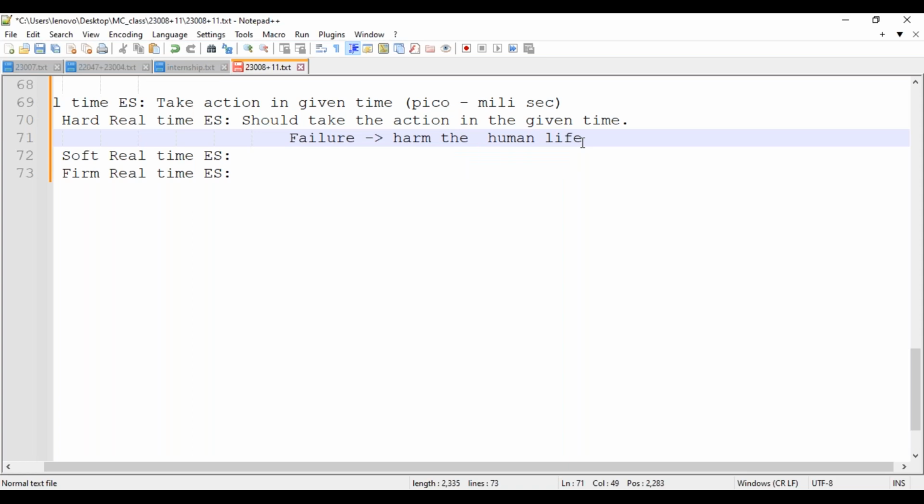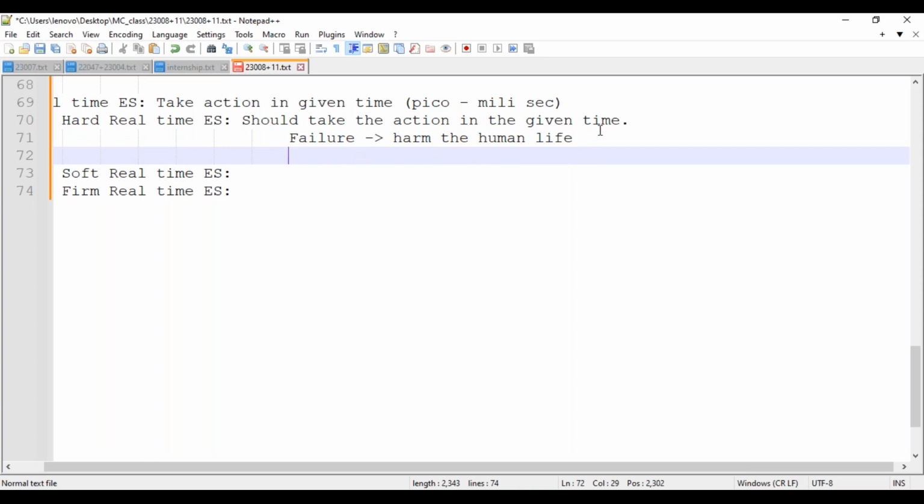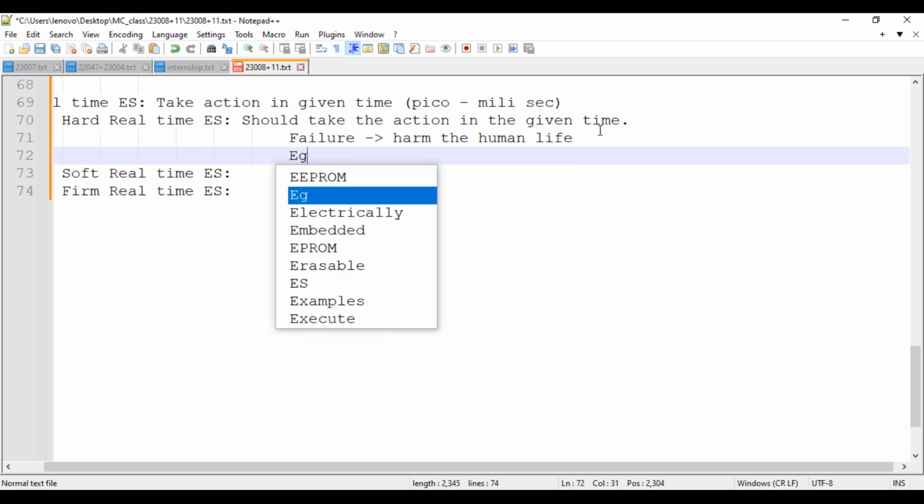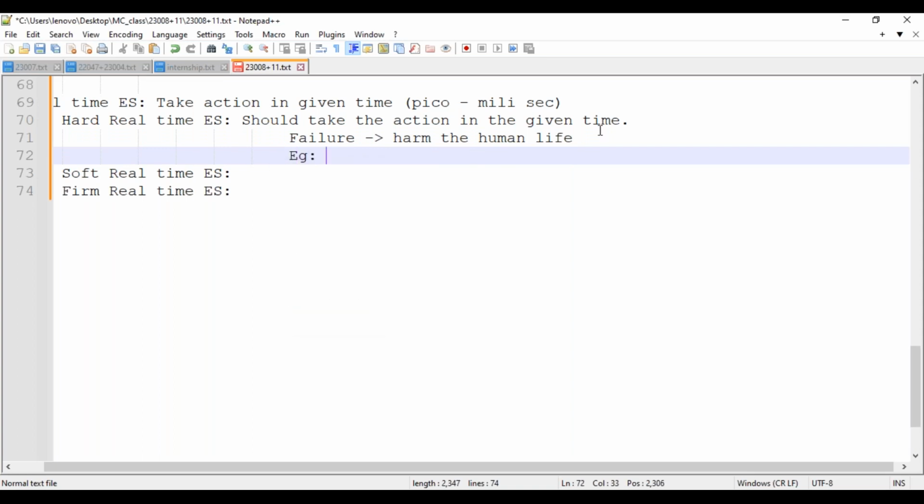Now tell me an example of a hard real-time embedded system where failure to take the action in the specified time is going to harm human life. Yes, one is the airbag system. Apart from airbags, any other answers? Okay, a brake system, fine. A defense system, okay.